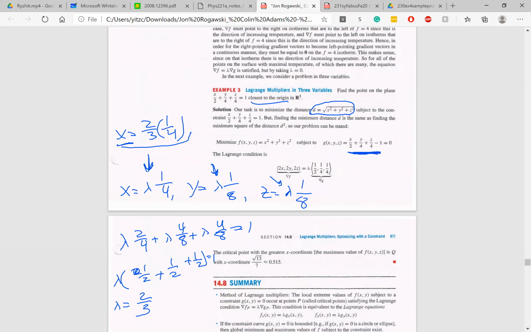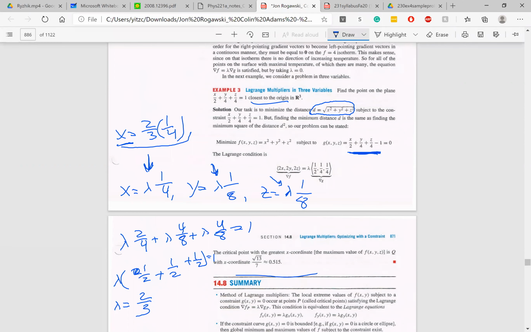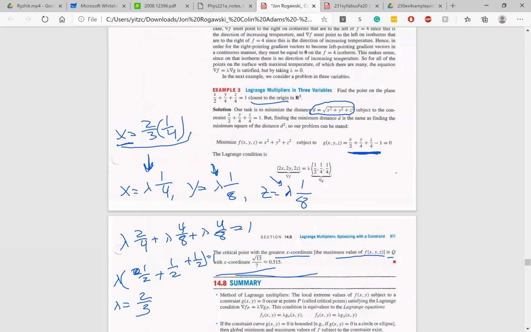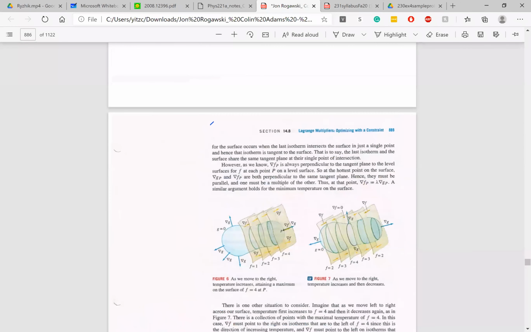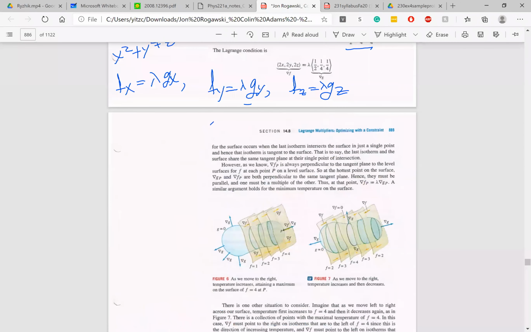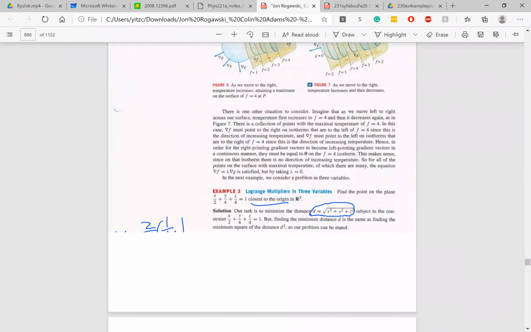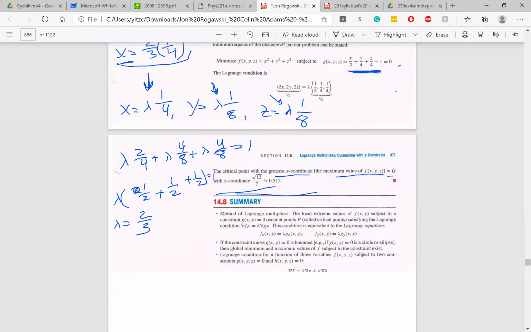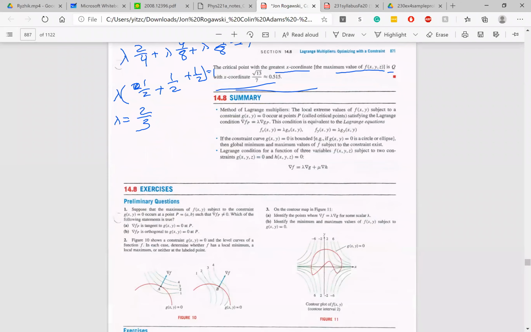One second. I'm not sure that this is related to this problem. I don't know. Because this is a critical point with the greatest x coordinate, the maximum value of this. So, okay, and here it's the closest. So I don't even know if these are connected. Let's see, 871. And this is 869. So it's not. Okay, anyway, so that would be your x, your y, and your z, and you'd be done. Any questions about that?